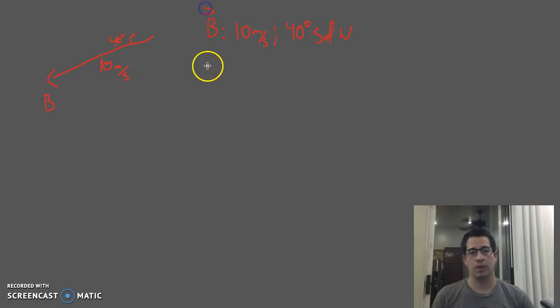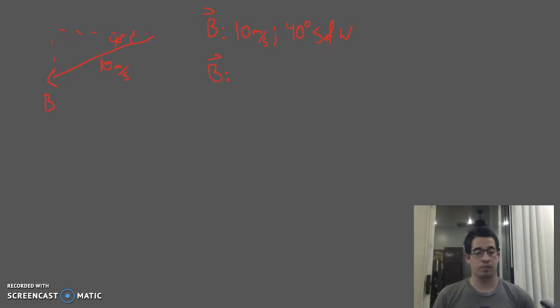Okay, but I want to write vector B in unit vector notation, just like we showed with vector A. So that means we've got to make it a right triangle, break it into its components, and write it as an I and a J. Go ahead, I want you to do this one yourself. Write vector B in unit vector notation.